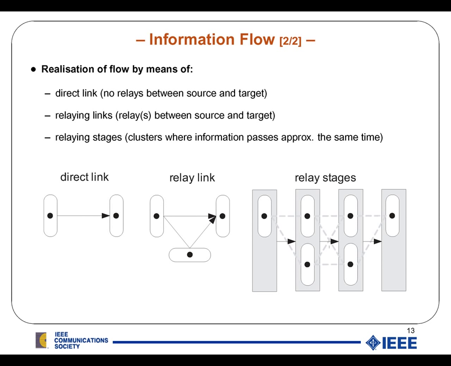You can realize these flows either by means of the direct link given just down here, or you can facilitate relaying. That means you have a direct link, but you also have a relaying node relay this information to my destination. Or you could have relaying stages where I have a source, I have a destination, and the information passes from source to destination via these relay stages, where the data passes more or less at the very same time, and some form of cooperation can happen in these relaying stages.